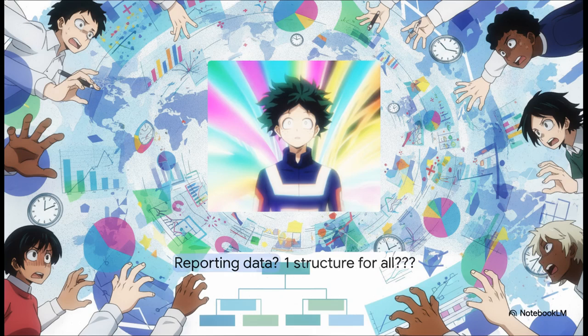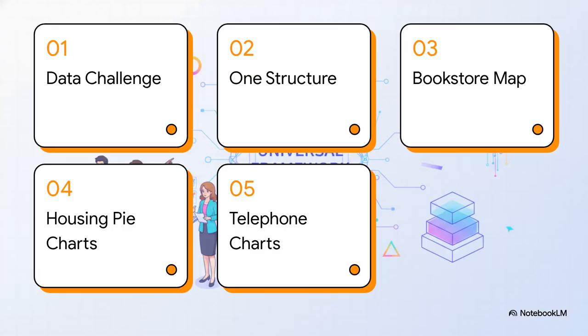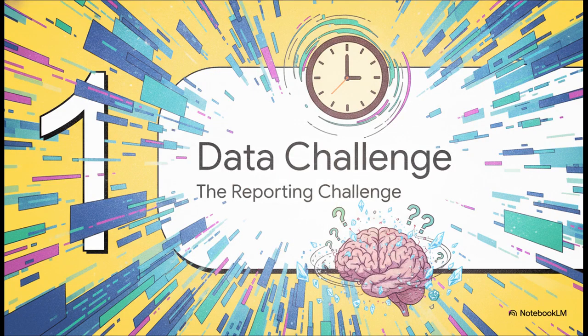When you're reporting on wildly different types of data, can there really be just one structure for all of it? Well, I'm here to tell you the answer is a resounding yes. Okay, let's dive into our roadmap for this explainer. First, the data reporting challenge. Second, one structure for all. Then we'll put it to the test with 3 case studies: a bookstore map, housing pie charts, and telephone bar charts.